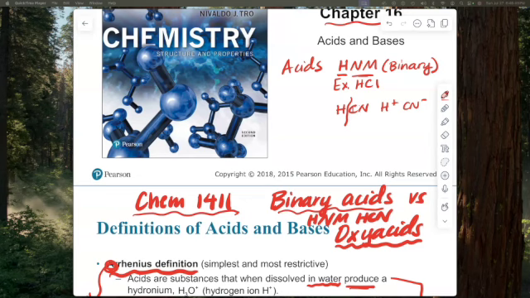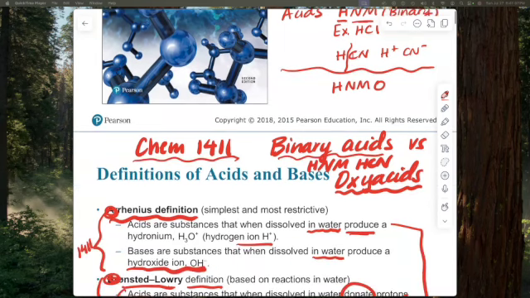So we have a binary acid, this is one type of acid, and then the other one is called oxyacid. So how do we identify oxyacids? You recognize a hydrogen, a nonmetal, and an oxygen. Not necessarily in that order, but those are the components in the oxyacid. So we covered that in Chem 1411, General Chemistry 1, binary and oxyacid. Binary, you tend to have mostly two elements, hydrogen and a nonmetal. Oxyacid has to have oxygen for it to be classified as oxyacid.